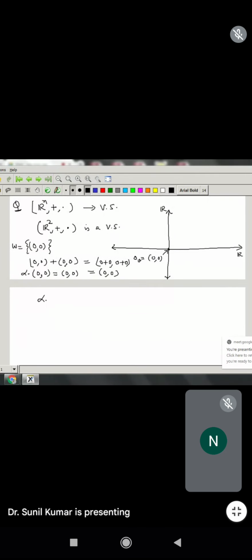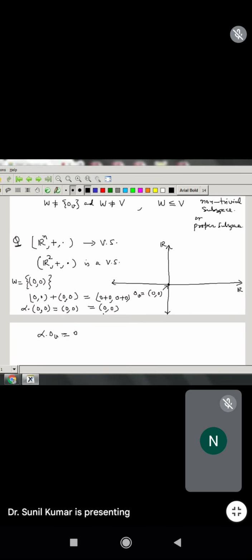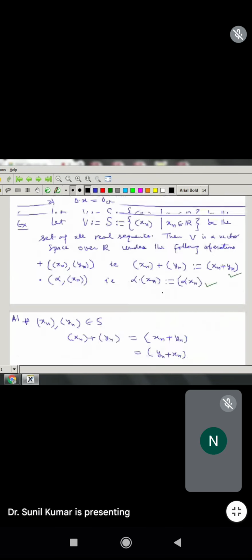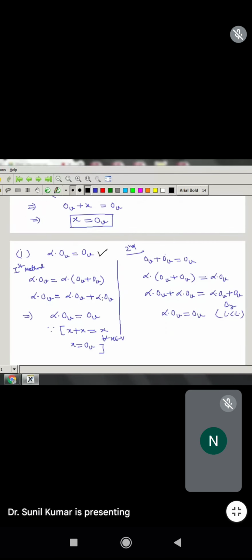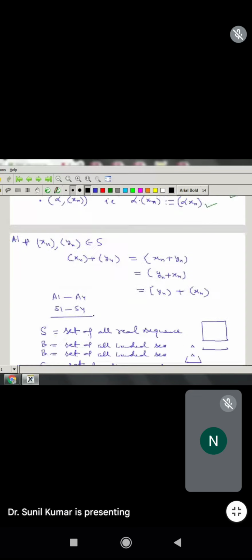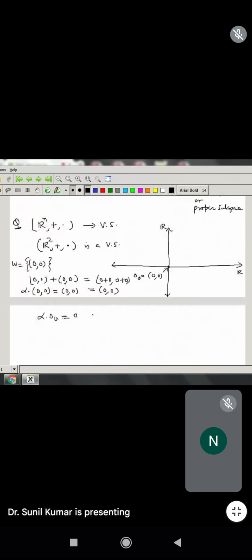So that's why, mostly students, क्या लिखते हैं? Alpha dot 0v that is equal to 0. This is not correct. हमने देखो प्रूफ किया alpha dot 0v equal to 0v. अगर आप इस तरीके से लिखेंगे तो वो कंफ्यूजन नहीं रहेगी. But alpha dot 0v equal to 0 is wrong.